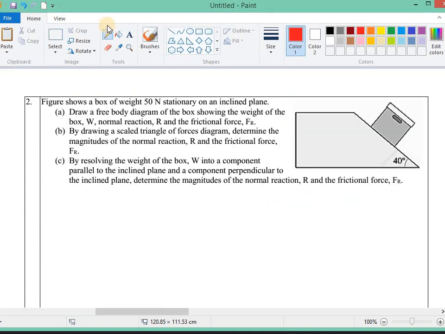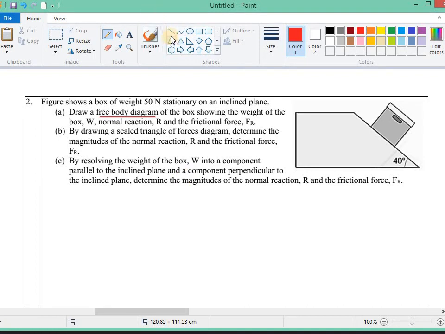Okay, let's look at number 2. The figure shows a box of weight 50 Newton stationary on an inclined plane. A. Draw a free body diagram of the box showing the weight of the box W, normal reaction R, and the frictional force Fr.